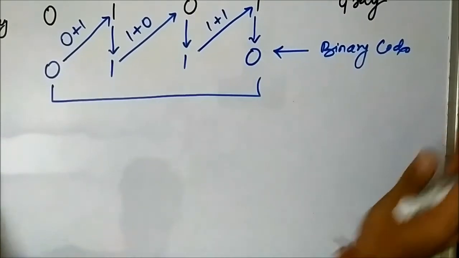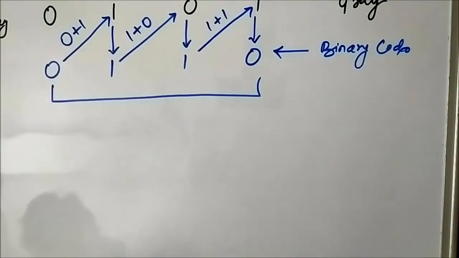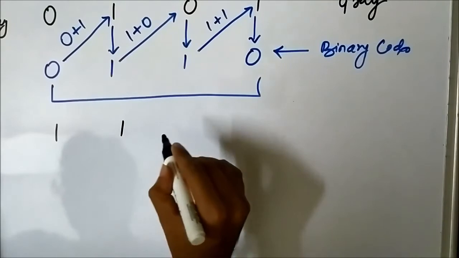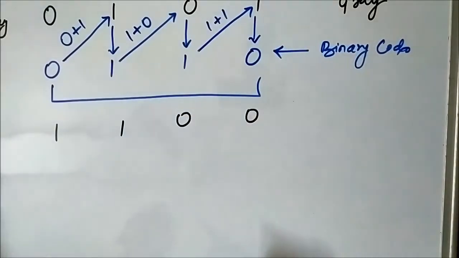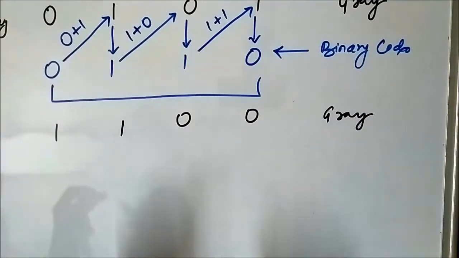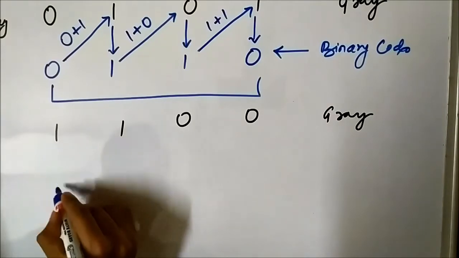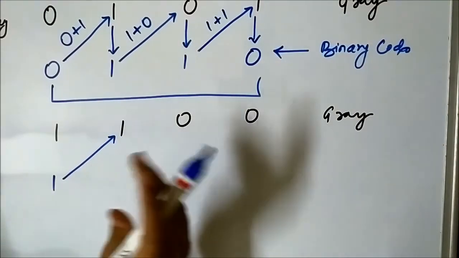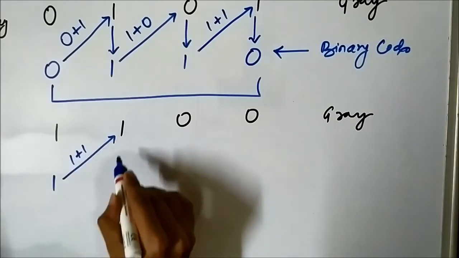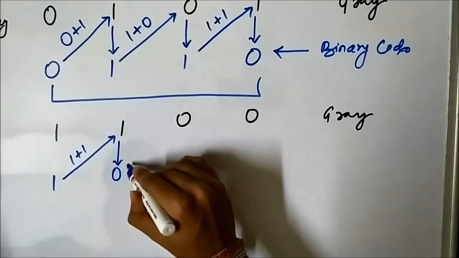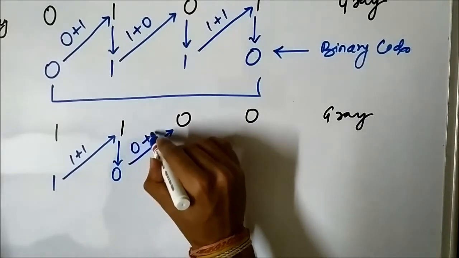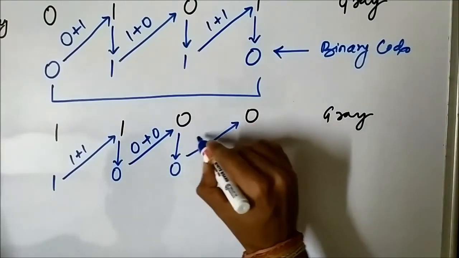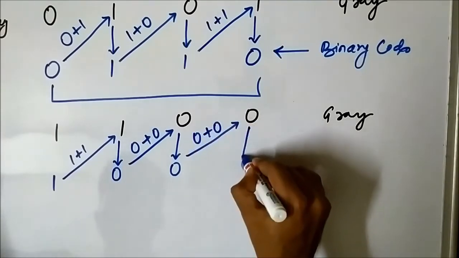Similarly, if we have another gray code, let's say 1 1 0 0. This is the gray code, and we have to find the equivalent binary code. The MSB we will copy as it is, 1. Then we will perform the addition of this result with the next bit of the gray code, 1 plus 1. We will consider the sum equal to 0 and discard the carry. Then we will add this result with the next bit of the gray code, 0 plus 0, the result will be 0. Then again we will add this result with the next bit, 0 plus 0, and the result will be 0.